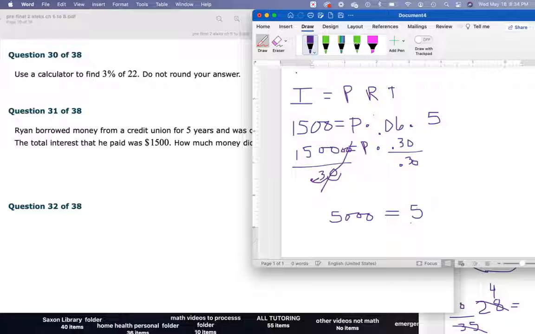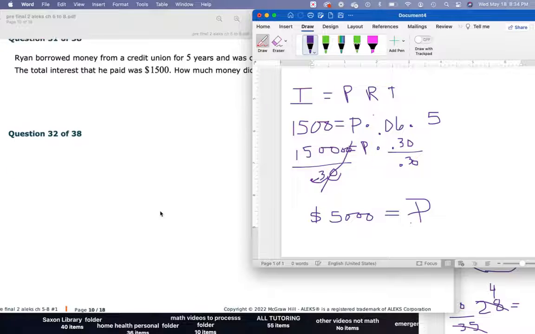Okay, that was supposed to be a P for principal, and I didn't make it a P for principal. There we go. Principal was $5,000.